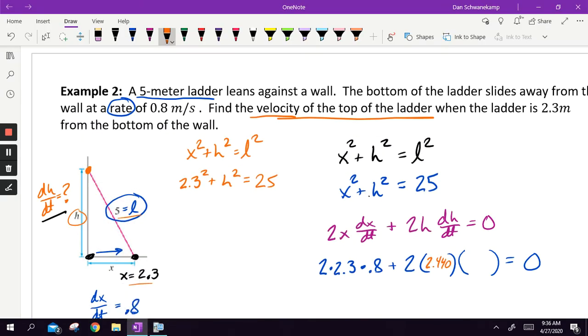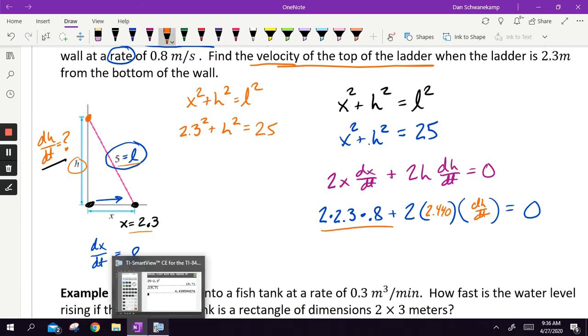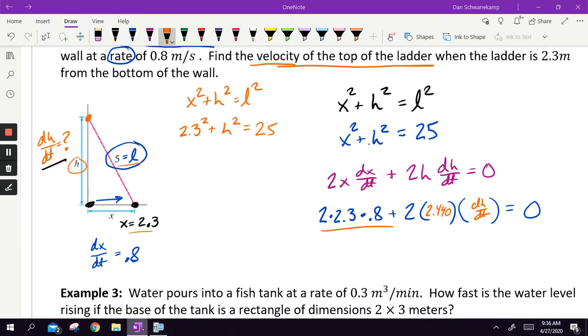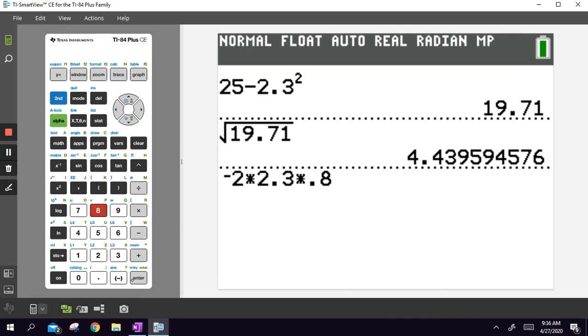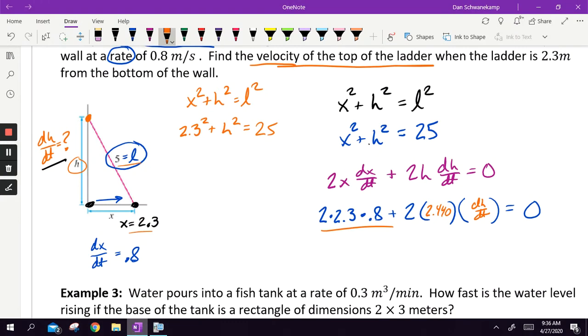All right, so I know what h is. Now I'm trying to solve for this mystery number, dh dt, because that's what I'm looking for, and I know that answer is going to be negative. And so all I'm going to do is subtract this to the other side. So I'm going to get negative 2 times 2.3 times 0.8, type that whole thing in. So this is negative 3.68, and then 2 times 2.440 times dh dt.